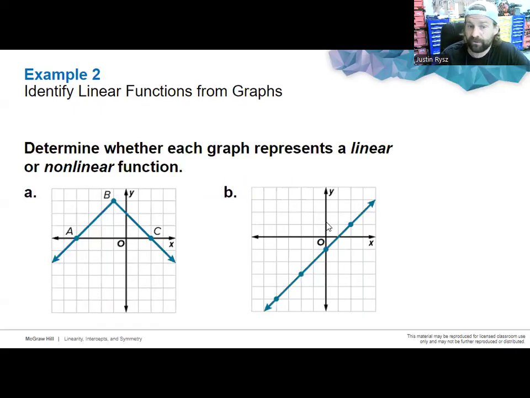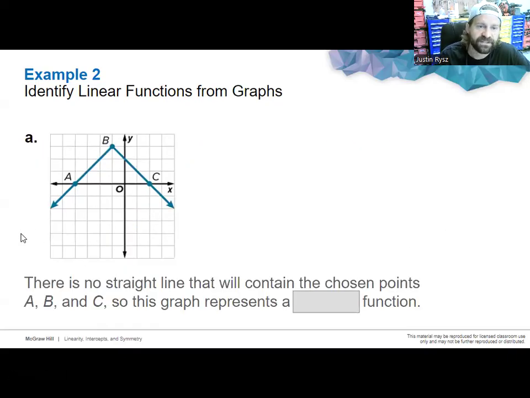Okay, next what we're going to do is look at graphs to see if they are a linear function. So go ahead, pause, see if you can figure these ones out, and let's check our answer. Okay, this first one, even though we have straight lines here, there's no curves, there is a bend to the graph. So this is a nonlinear function.